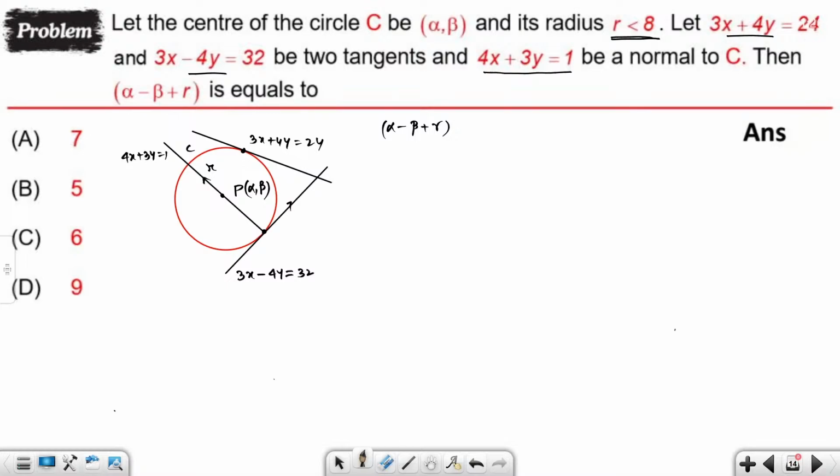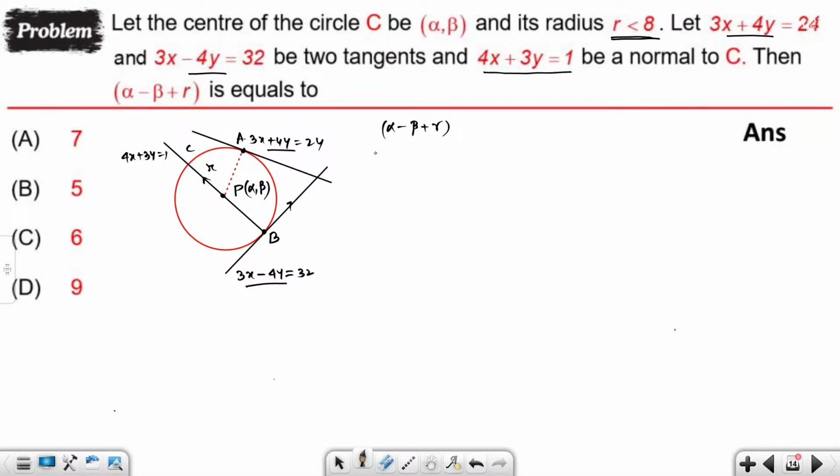So what to do? How to approach this sum? Very simple. The same funda I am using. From the center, you join the point of contact of the first line, and this is the point of contact from the center, the point of contact on this line. Let me just give a name to this. Let us say this is A, this is B. So PB is perpendicular to this line, and PA is perpendicular to this line, and both of them are equal to the radius of the circle C.